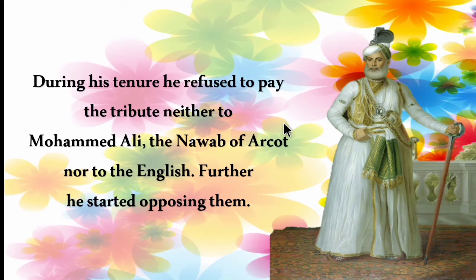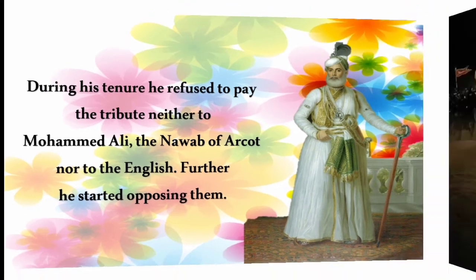During his tenure, he refused to pay the tribute neither to Muhammad Ali, the Nawab of Arcot, nor to the English. Further, he started opposing them. The Nawab of Arcot was Muhammad Ali, and the Nawab of Arcot was under British control. British means English. So he refused to pay tax to the Nawab as well as to the British, and he started to fight against them.